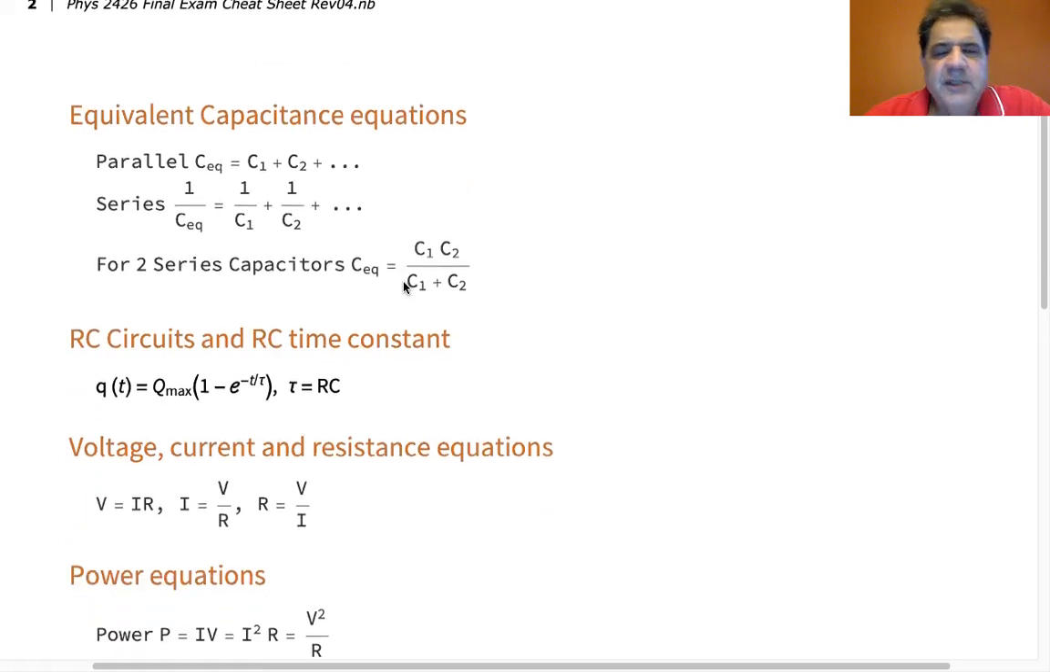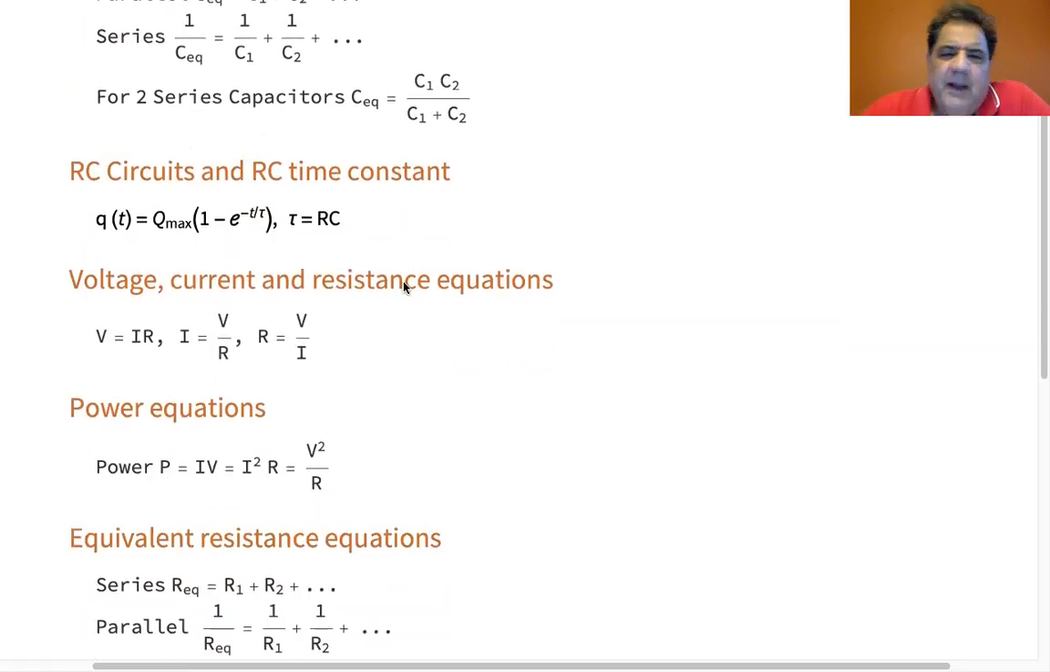Now, RC circuits and the RC time constant. You have a resistor and a capacitor hooked up to a battery. You flip the switch, and this is the charge that you get as a function of time. It's Q max times 1 minus e to the minus t over tau, where tau is equal to RC, which is why it's called the RC time constant. And tau is when we get to 63% of the Q max.